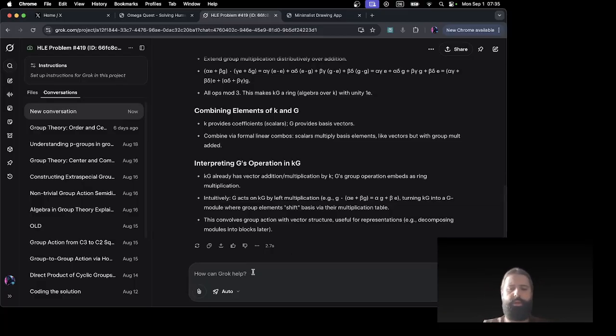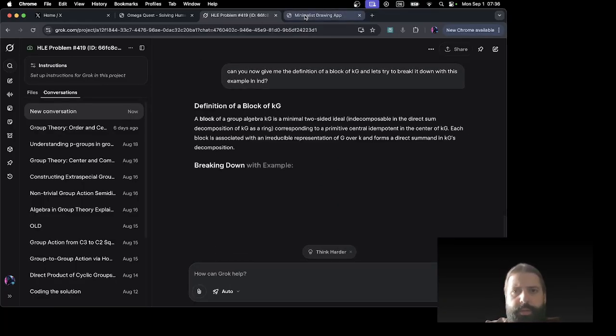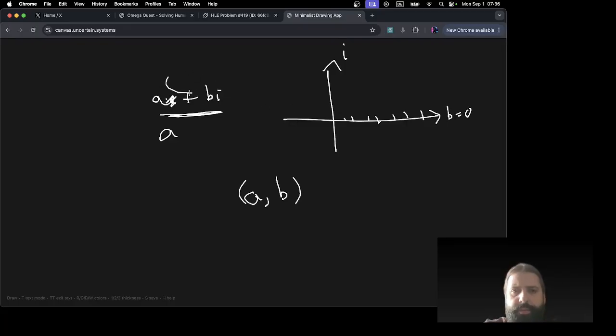How do we... Can you now give me the definition of a block of KG? Let's try to break it down with this example in mind. But this now, okay, this helps. What would the group be here?